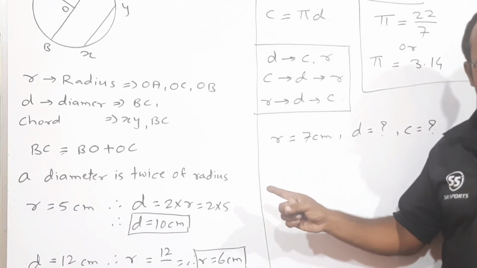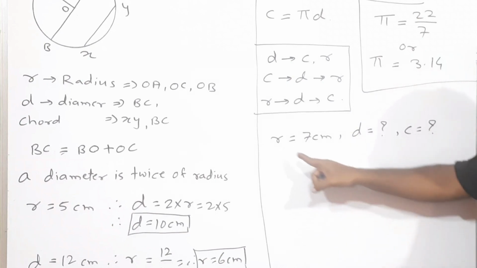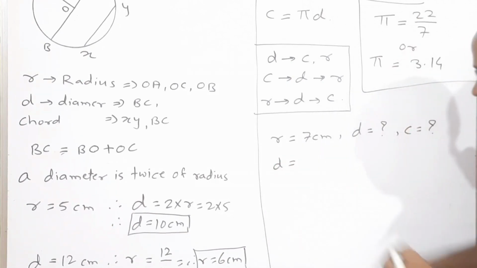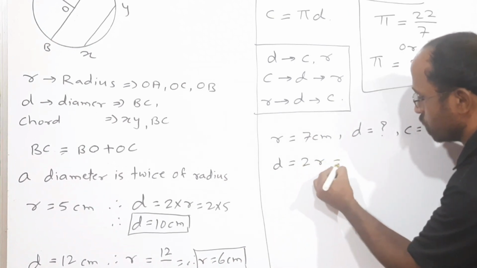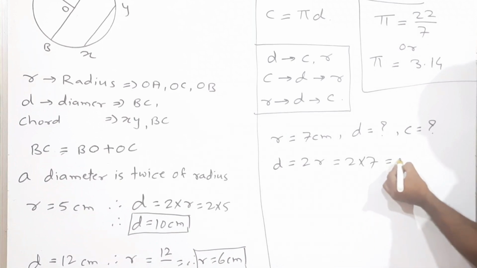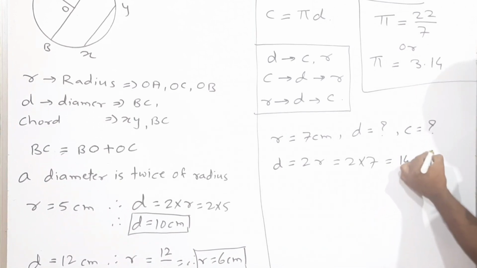So can we find it out? Yes. So let's find how. Let's first find the diameter. Diameter is twice of the radius. So diameter is equal to 2 multiplied by radius, which is equal to 2 multiplied by 7, which is equal to 14 centimeter.